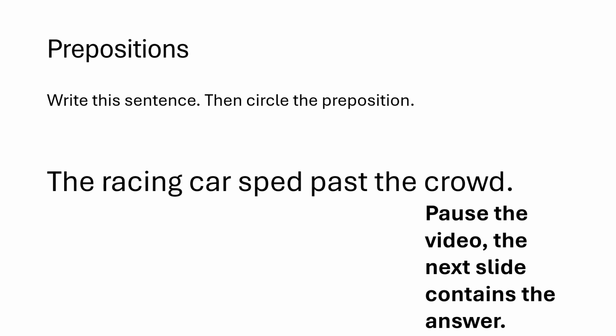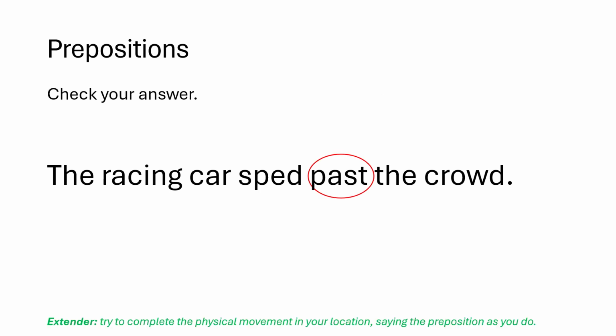Write this sentence, then circle the preposition. The racing car sped past the crowd. Pause the video. The next slide contains the answer. Check your answer. The racing car sped past the crowd. The preposition is past.